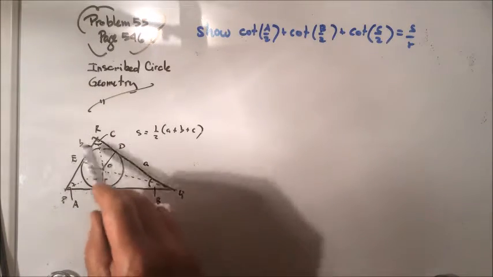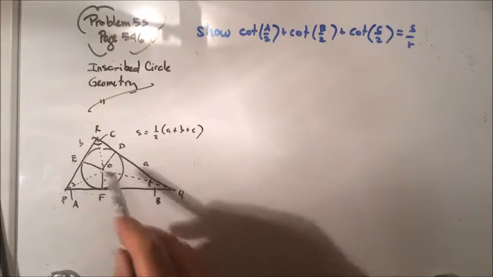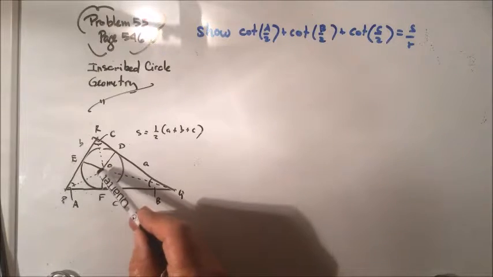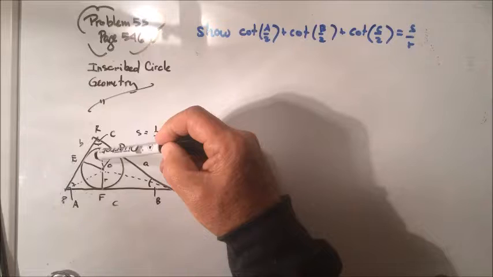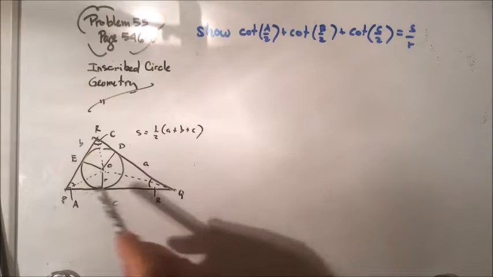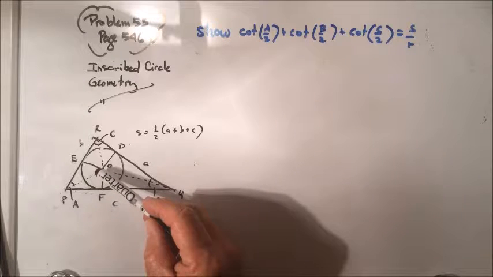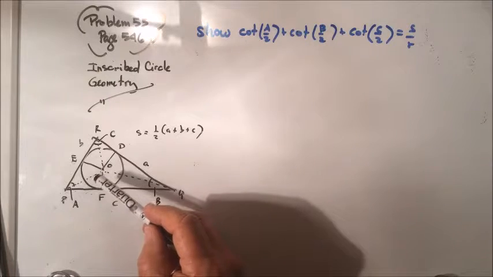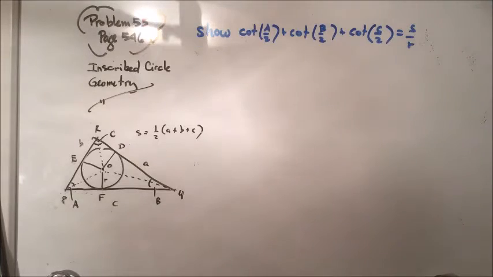The angles are A, B, and C. The sides are A, B, and C. And there are radii drawn from this circle, which is inscribed at a point in such a way that these dotted lines which bisect angles A, B, and C all meet. And then these radii are drawn normal to each of the sides and meet at points D, E, F. Okay. So one more time.